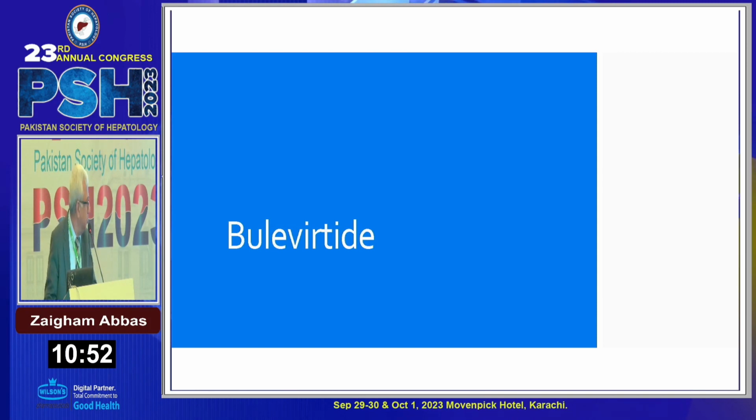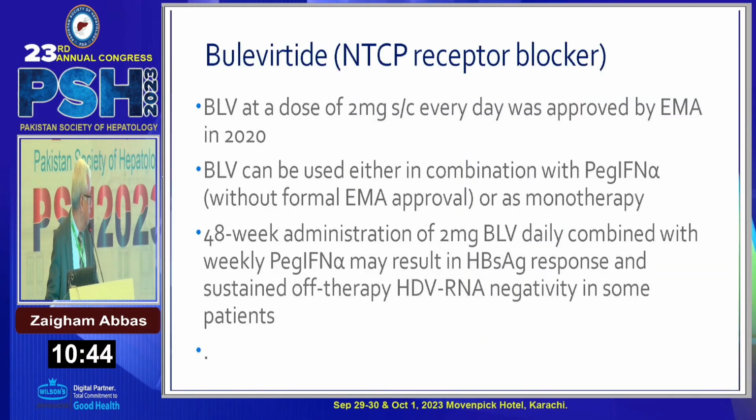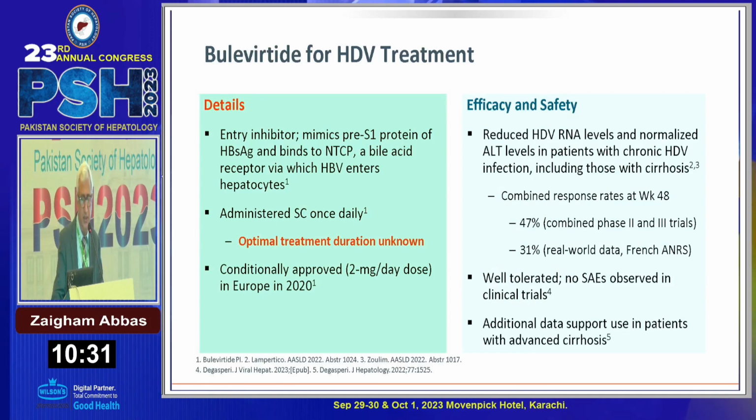So after this concept, the first drug is bulevirtide, which is the viral entry inhibitor. This drug has been approved for treatment of delta hepatitis, and it is being tried alone or in combination with pegylated interferon. This is a drug which mimics pre-S1 protein of the hepatitis B surface antigen, and it binds to the sodium taurocholate co-transporting peptide receptors. The drug is administered subcutaneously once a day, at a 2 milligram dose.